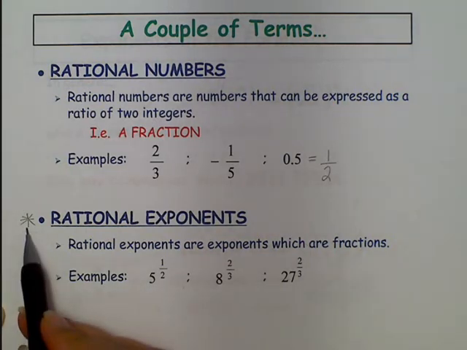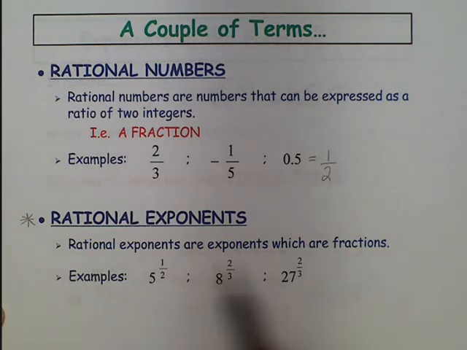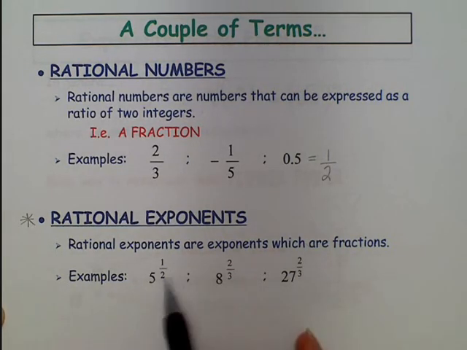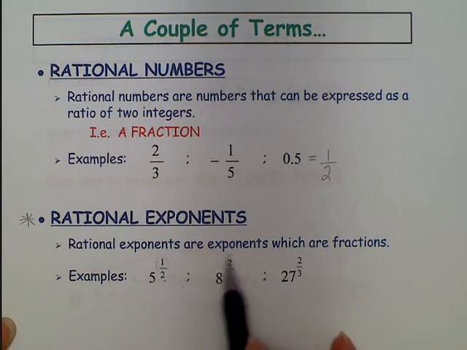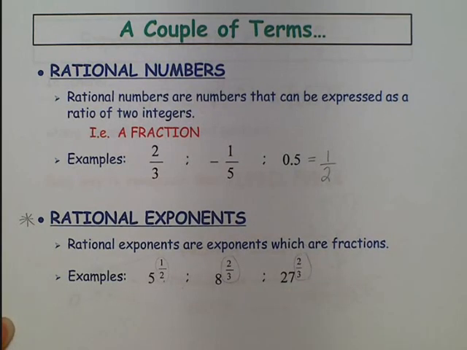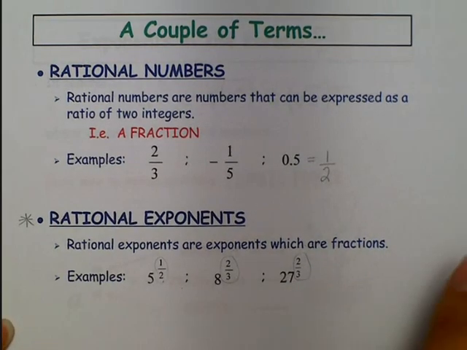Rational exponents, which is what we're going to be looking at, are exponents which are fractions. So essentially you're looking at a term that has an exponent in it that is a fraction. And what we're going to be doing to these rational exponents is finding a different way of writing them so that we can actually evaluate them. Okay, and we'll see that on the next slides.